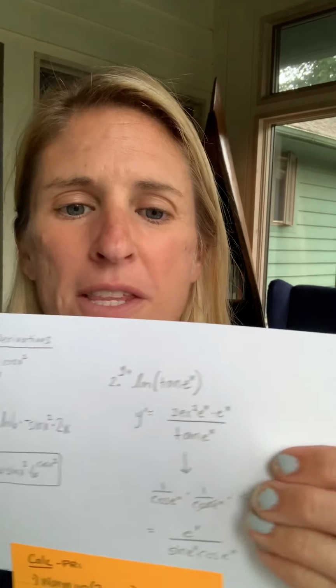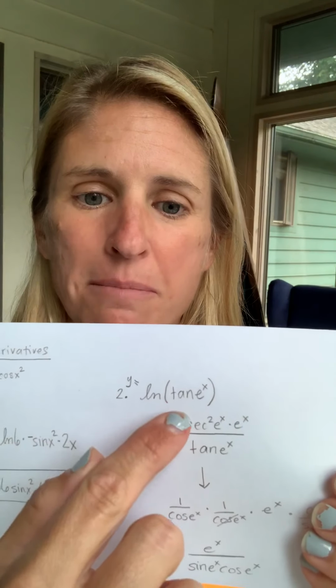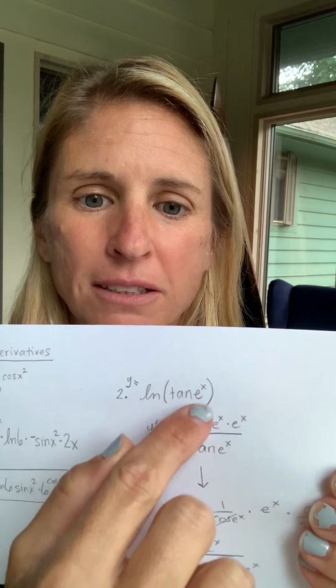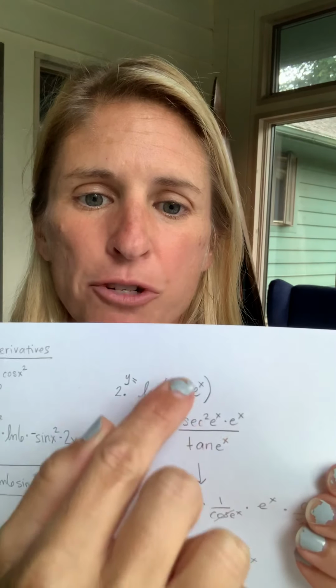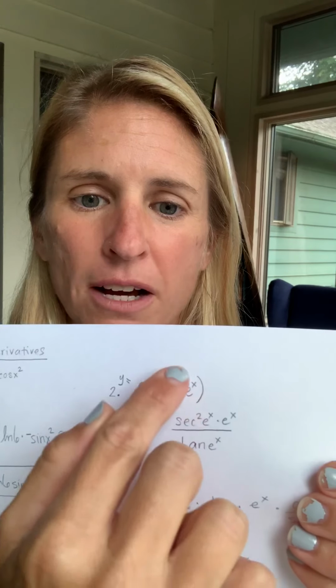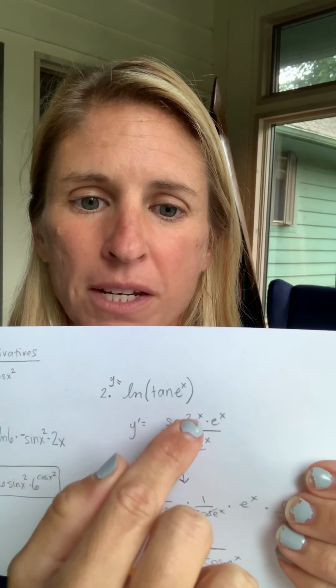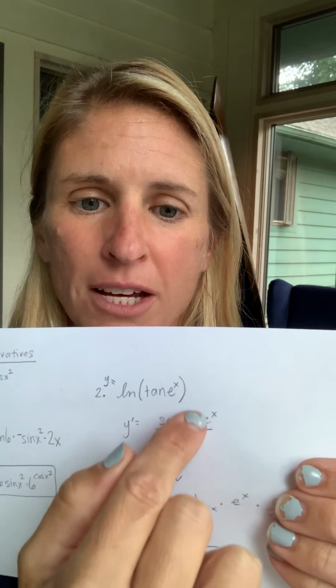All right, beautiful. And then the second one, so this is natural log. What I do when I think about natural logs is I immediately make a fraction when I'm taking a derivative. Whatever I'm taking the log of should go on the bottom, and on the top should go the derivative of whatever I took the log of. So the derivative of tangent of e to the x is secant squared e to the x, times the derivative of e to the x, which is e to the x.